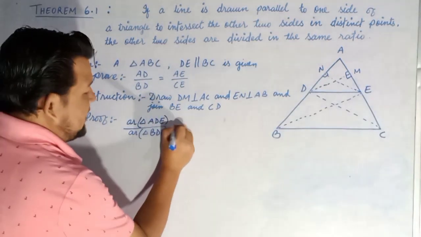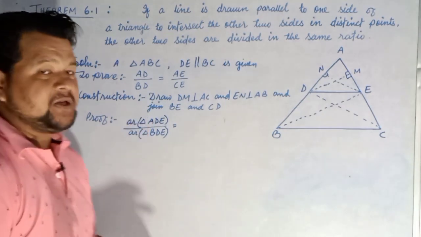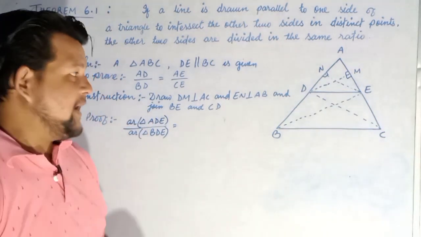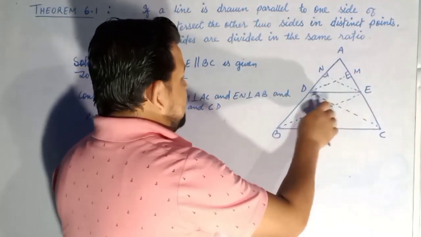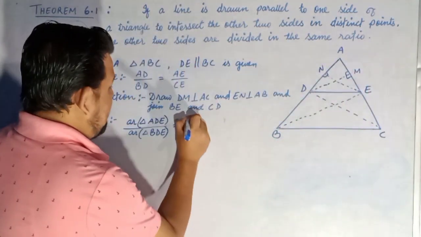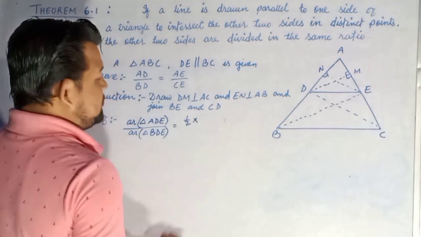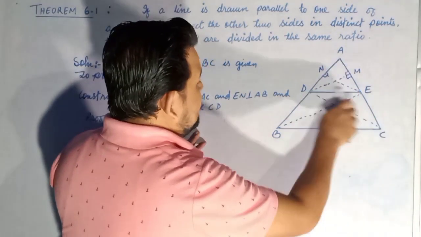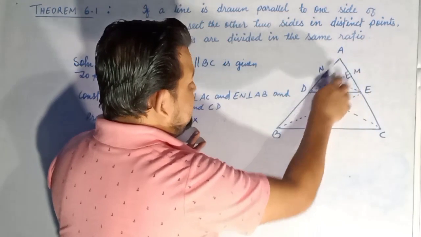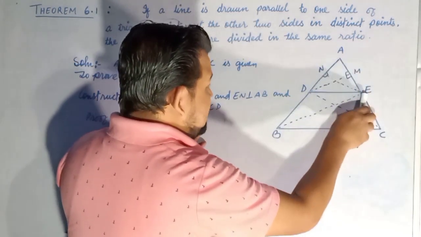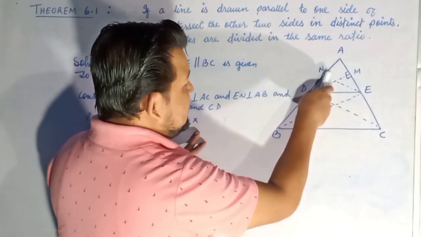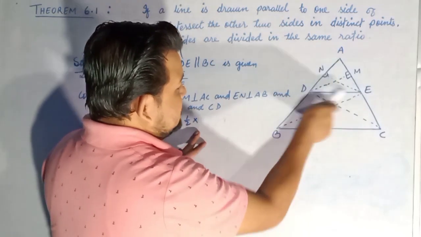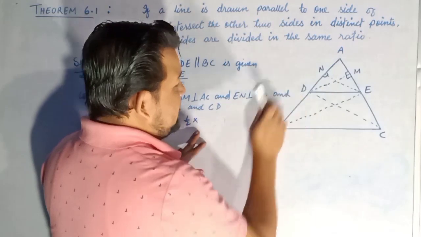So what will be the area? We know already the area of a triangle is equal to half into base into height. So let us see, in triangle ADE, what is the formula? It will be half into base. What will be the base of this triangle ADE? If I'm taking EN as the height first, then what will be the base? AD will be the base. EN is the height and AD will be the base.